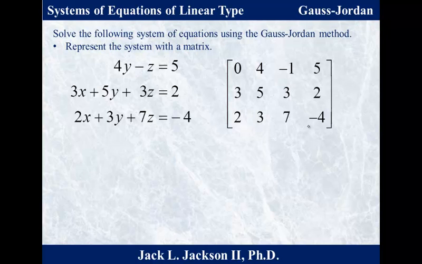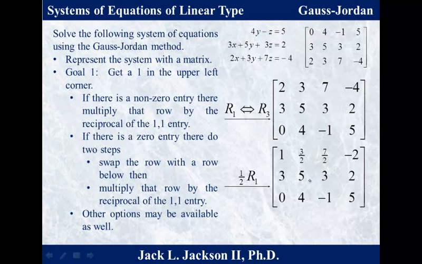Alright, the next thing we want to do is get a 1 right here in the upper corner. Now, if this was not 0, we could just multiply by its reciprocal. But being a 0, 0 doesn't have a reciprocal. So that's when you need to do a row swap. Find one of the rows below it and swap. I can either swap it with the third one or the second one. So I actually swapped it with the third one. And then I've got a non-zero entry there. I can divide the first row by 2 or multiply the first row by half, and that gets me my 1 where I'm after it.